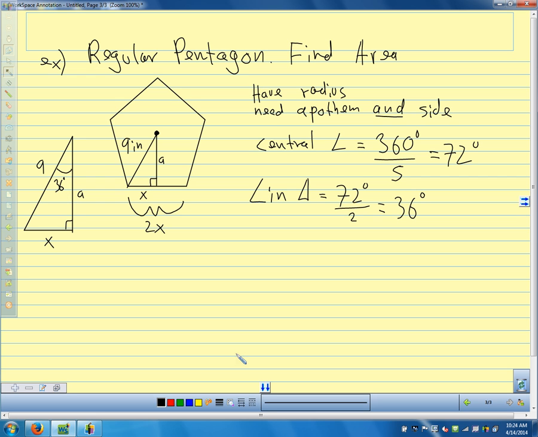And now we can use Sohcahtoa. We can use trigonometry on this triangle. So let's label the sides. Is 9 the opposite, the adjacent, or the hypotenuse? 9 is the hypotenuse. Is the apothem the opposite or the adjacent for the 36 degree angle? It's the adjacent, it's next to. And that leaves x to be the opposite. So we're going to have to use Sohcahtoa twice, once to find a and once to find x. So let's find the apothem first.